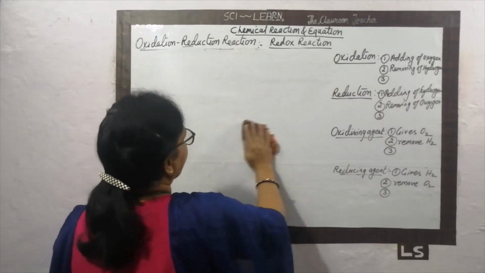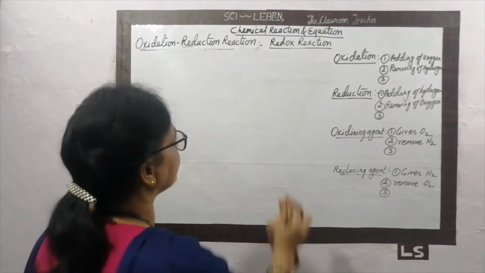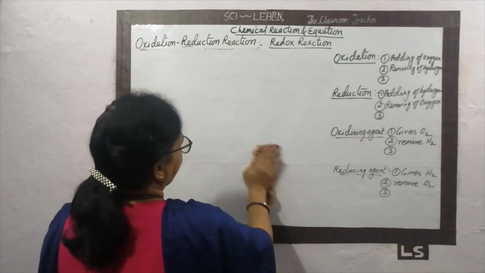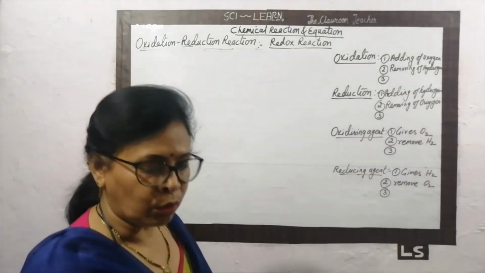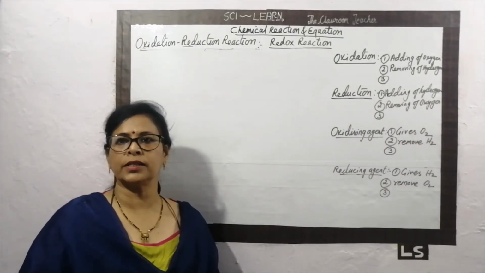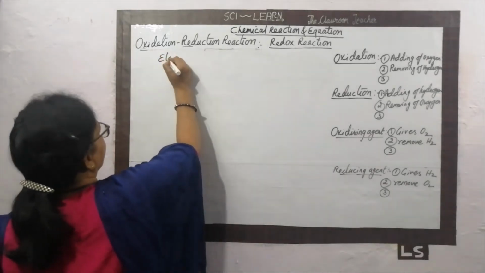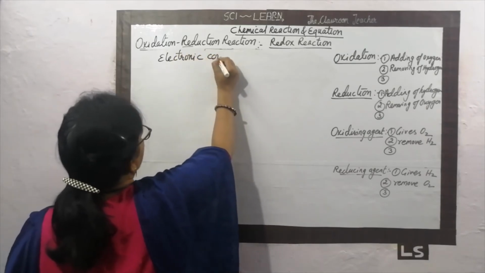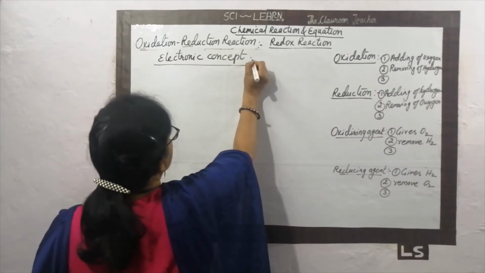Why am I vacating that third position? What do we have to write in this third position? In this third position, one modern explanation of oxidation and reduction, or the redox, is going on. That is called the electronic concept.